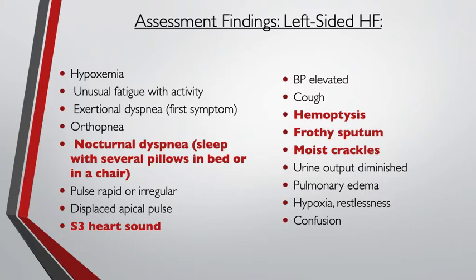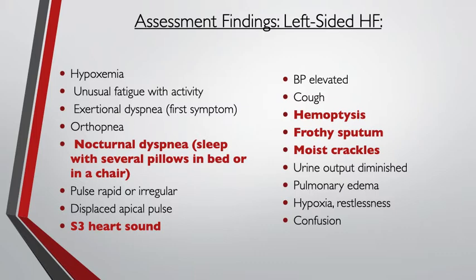So you must know all of the assessment findings associated with left heart failure. You have hypoxemia, unusual fatigue with activity, exertional dyspnea. This is usually the very first symptom the patient will complain about. Orthopnea, nocturnal dyspnea. So the patient has to sleep on several pillows. They may have to sit up in a chair to sleep. The pulse may be rapid or irregular. Atrial fib is oftentimes associated with heart failure.